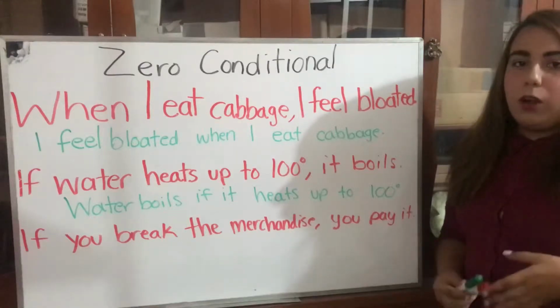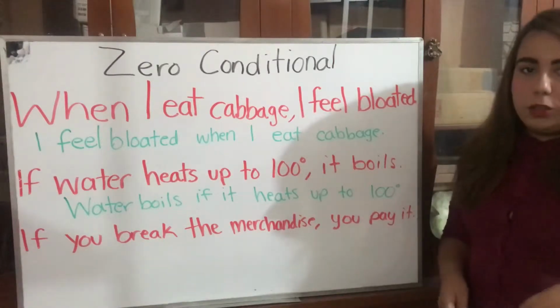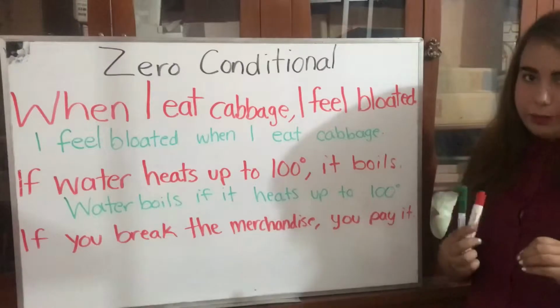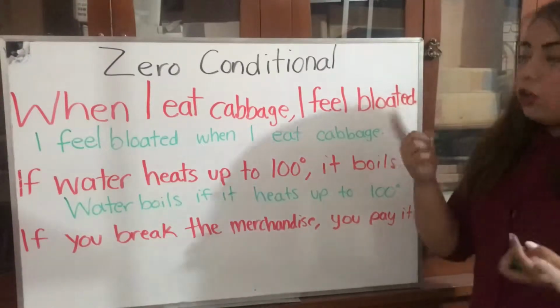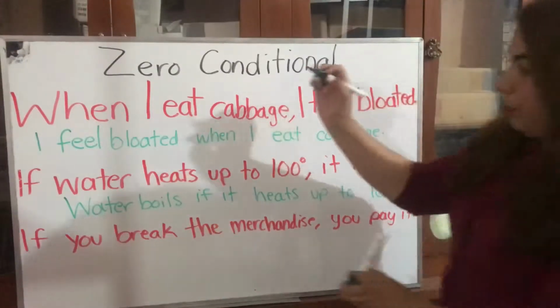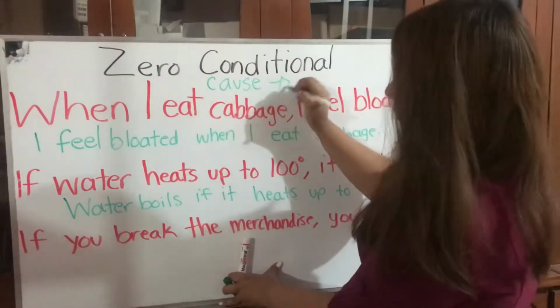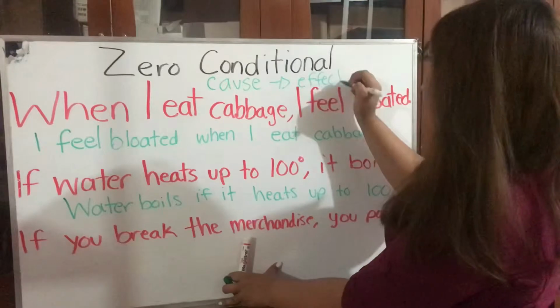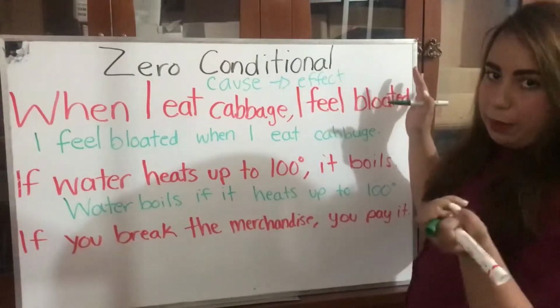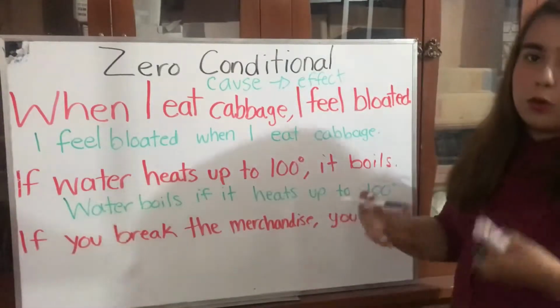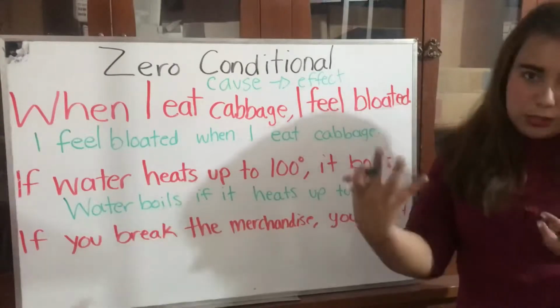Okay, so first of all, what is a conditional? A conditional is when we have a cause and an effect. So let's write that down. So we have cause and effect. So this means something happens and this has a consequence, which makes something else happen.